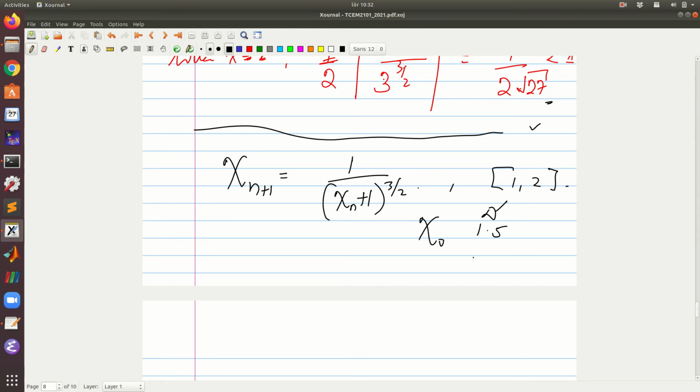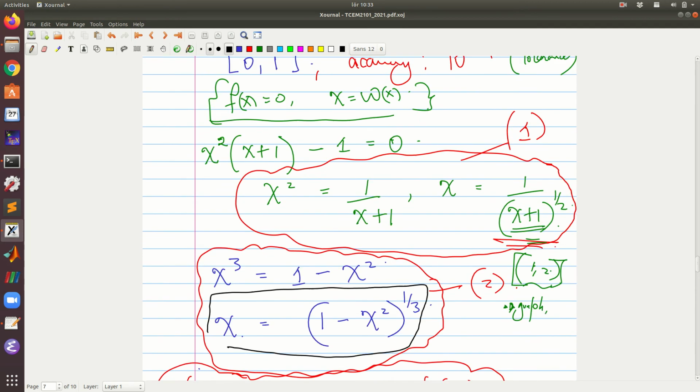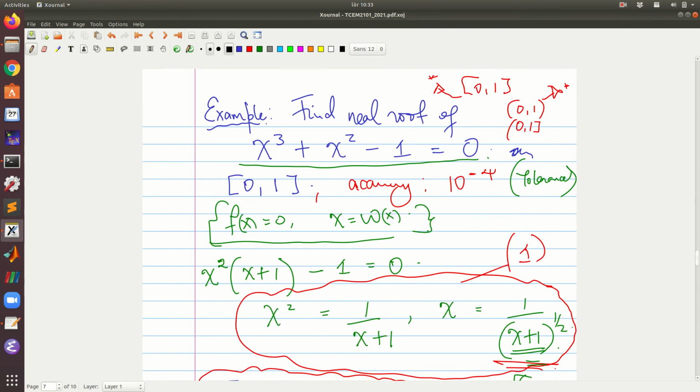Is the interval 1 2? Wait a minute, where did I get 1 2? This interval is 0 1. Oh no, this is not nice. I don't know why. Where did I get confused? Okay, the interval here is 0 1.